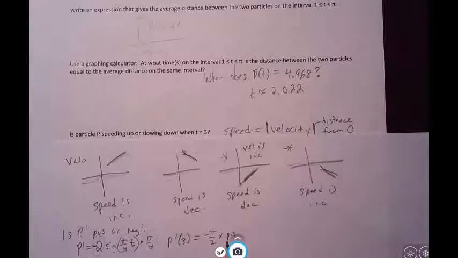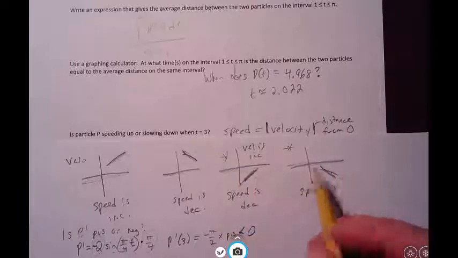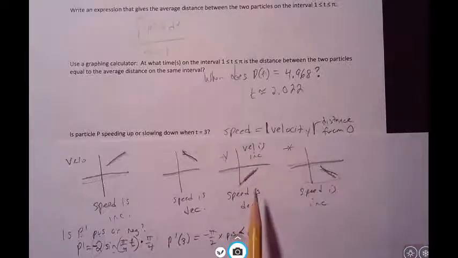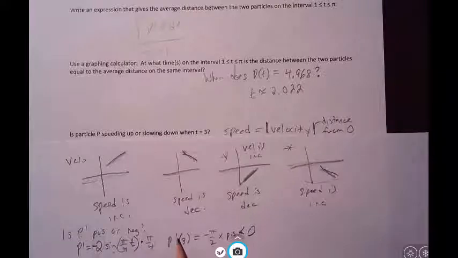I don't really care what the specific value is. I just care if I'm positive or negative. If I have a negative pi over 2 times a positive number, I'm going to get a negative result. So what that means is I've got either this situation or this situation, because my P prime is my velocity. P is the position, P prime is the velocity. I have to have one of these two scenarios going on.